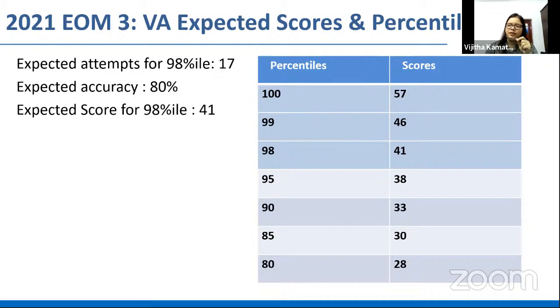So if you are to consistently look forward to an 80+% accuracy in verbal, you need repeated practice, all right? At an 80% accuracy with 17 to 18 questions attempted, we're looking at a score of 41. This is what is pegged for a 98 percentile in this mock. A score of 46 would fetch you 99 percentile. A score of 57 plus is what is looked at for a 100 percentile. A score of 38 is 95 percentile. A score of 33 is 90 percentile. A score of 30 is 85 percentile. A score of 28 is 80 percentile, right?